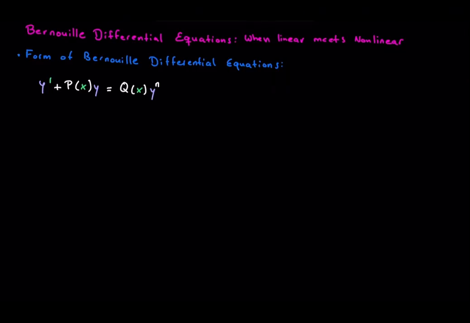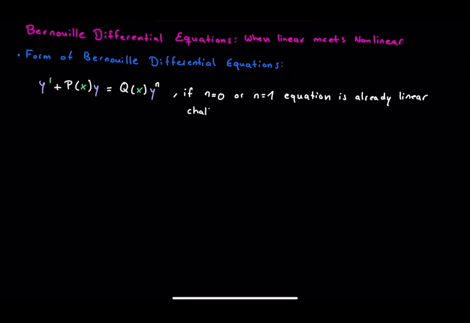A Bernoulli differential equation has the form y prime plus p of x times y equals q of x times y to the n. At first glance, that y to the n term makes it nonlinear, but if n equals 0 or n equals 1, the equation is already linear, so the real challenge and the fun starts when n is not 0 and not 1. Let's make it linear again.